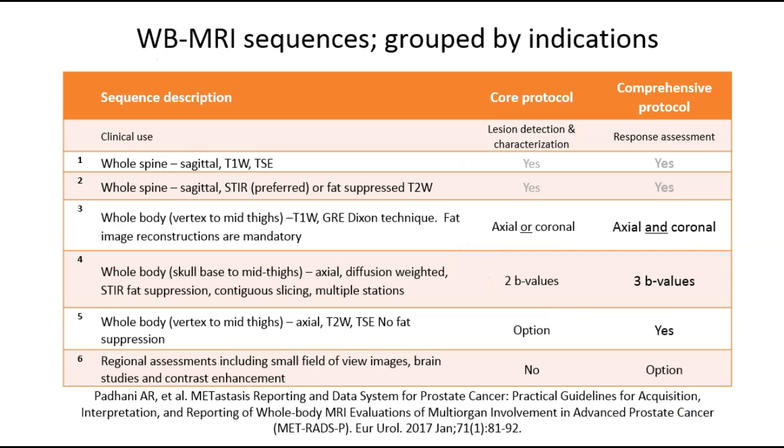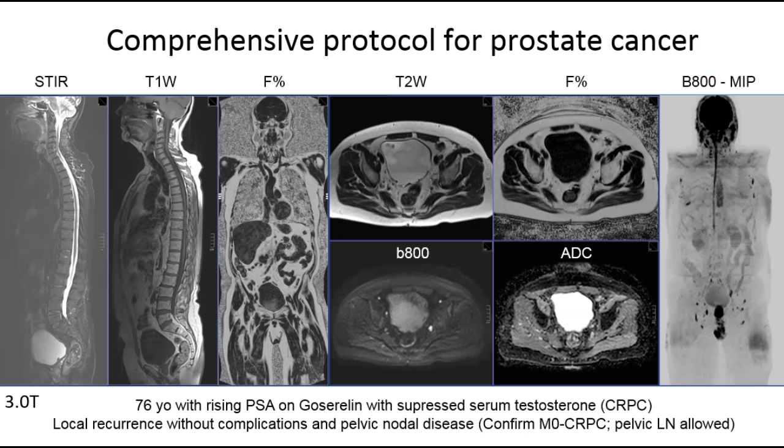The comprehensive protocol is more extensive, as you might imagine. It has axial and coronal Dixon techniques. It uses more B values, and there is a need to perform axial T2 weighted imaging for anatomical correlation. So here, for example, is the comprehensive protocol done at 3 Tesla on a patient with prostate cancer.